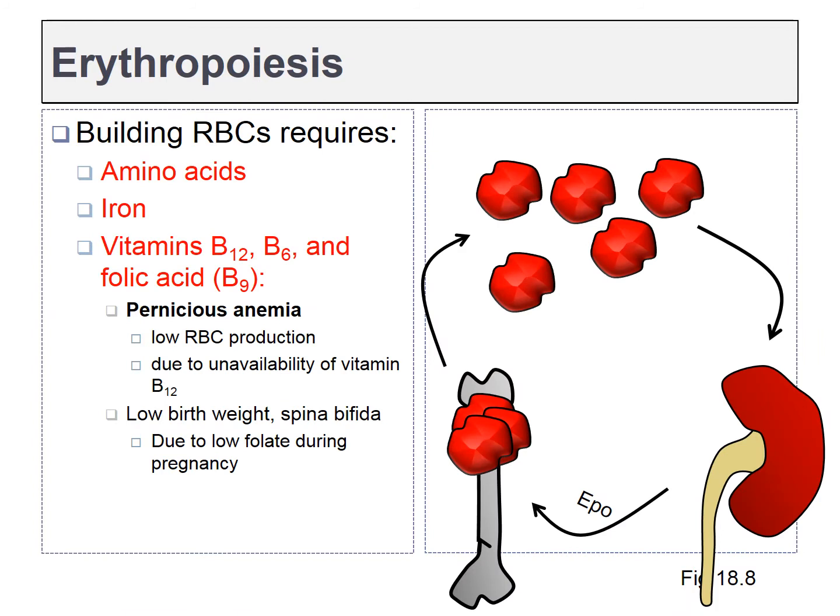This requires all of the raw building materials, including amino acids and iron, as well as a number of vitamins that are not used up in the process. But deficiencies in any one of these B vitamins can lead to a defect in red blood cell production. For instance, pernicious anemia is caused by a lack of vitamin B12.